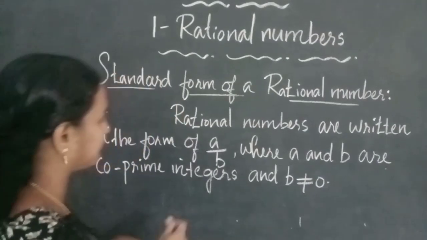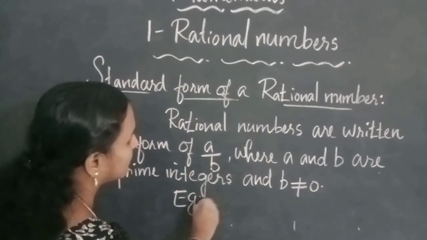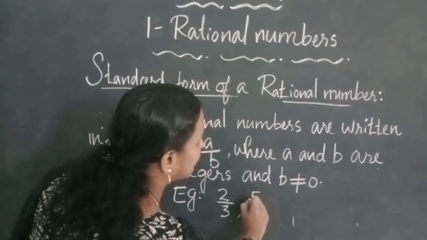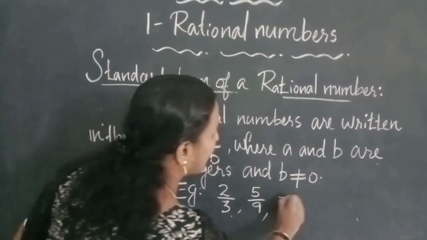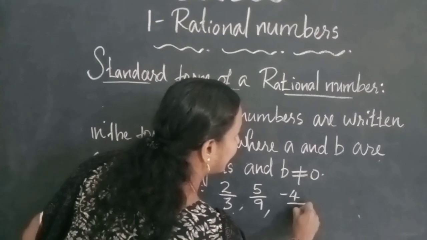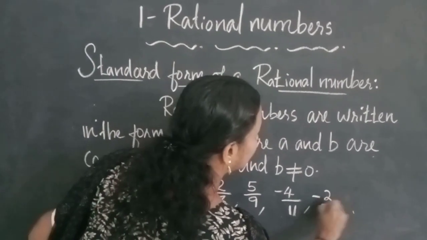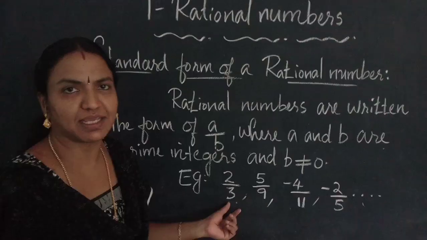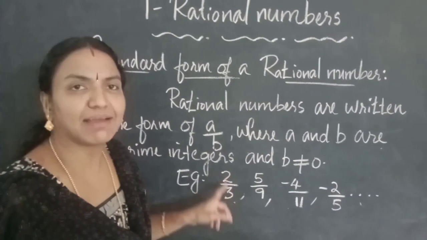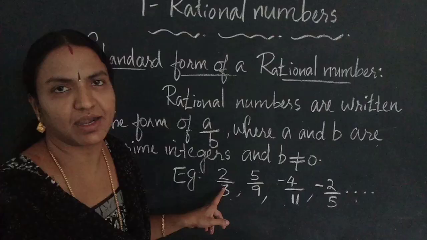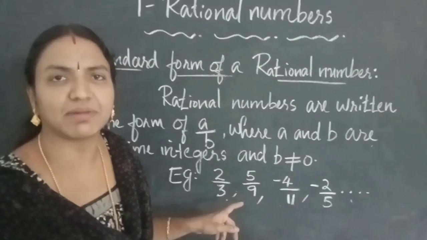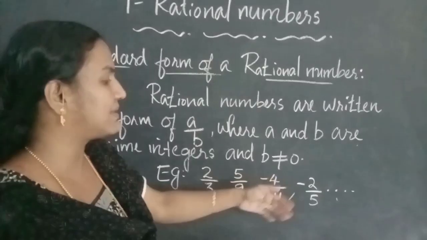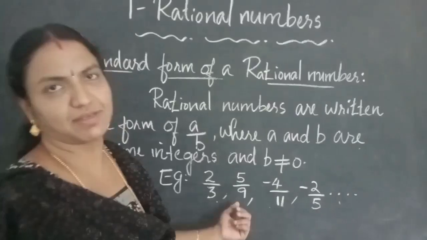For example, 2 divided by 3, 5 divided by 9, minus 4 divided by 11, minus 2 divided by 5, etc. The first example, 2 divided by 3: 2 and 3 have no common factors other than 1. Co-prime means two natural numbers that have only one as a common factor. These are examples of rational numbers.